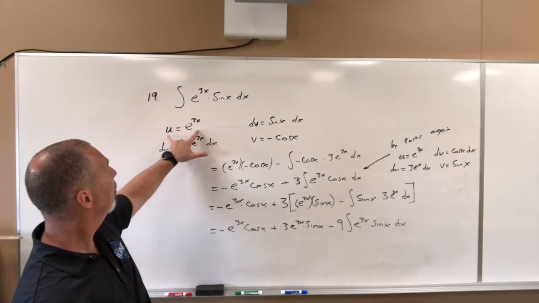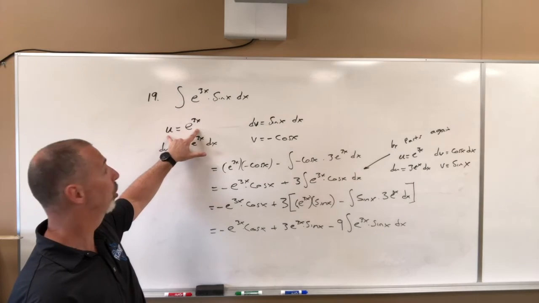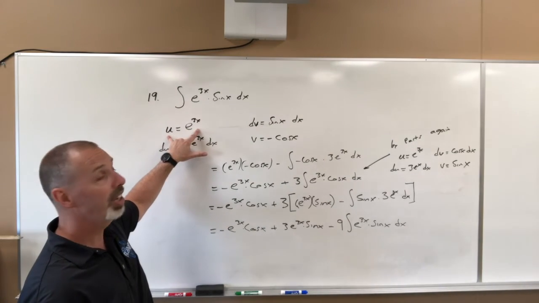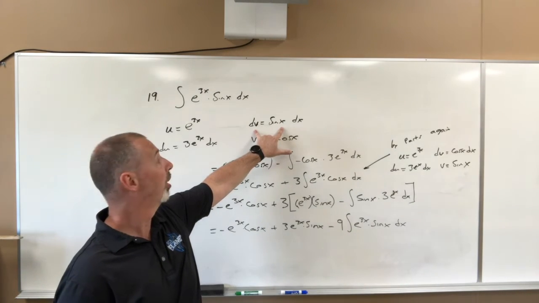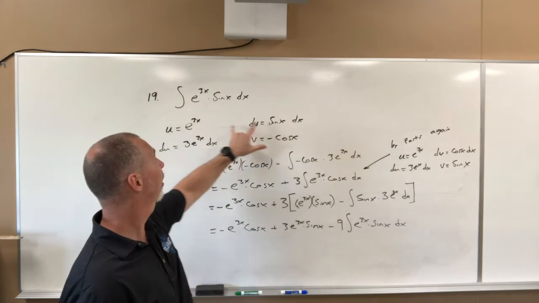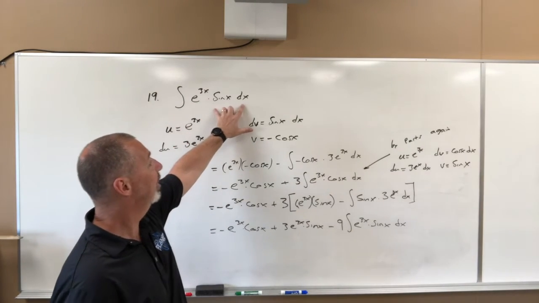And so for integration by parts, we start by selecting a u. So here I've selected u equaling e to the 3x, and we start by selecting a dv, so the other part is sine x dx. Okay, so we're recognizing u and dv.